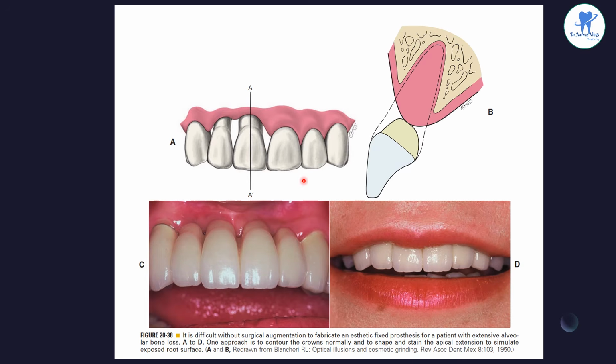Here it is difficult, without a surgical augmentation, to fabricate an aesthetic fixed prosthesis for a patient with extensive alveolar bone loss. One approach is to contour the crowns normally and to shape and stain the apical extension to simulate the exposed root surface.